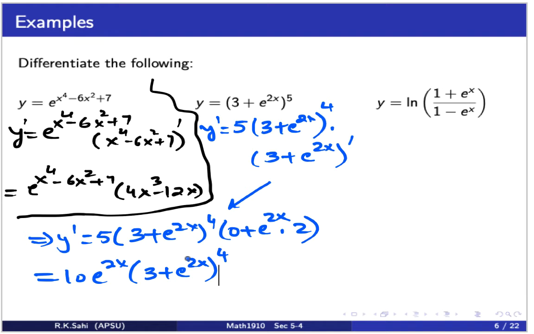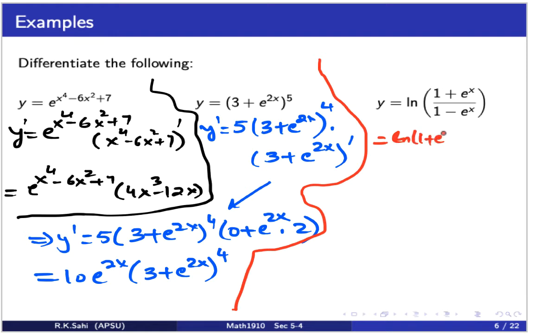Okay, now we are going to look at the last problem here in this slide. It's y equals natural log of this huge expression. Now remember, whenever we have problems like this, we try to simplify it using the log properties. So the first thing we're going to do is write this as natural log of 1 plus e to the power x minus natural log of 1 minus e to the power x.